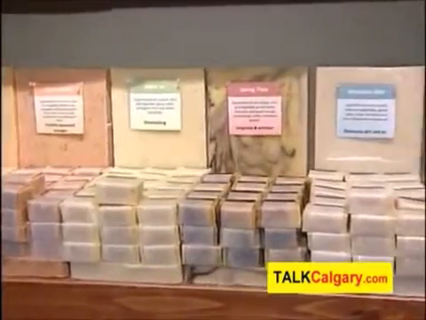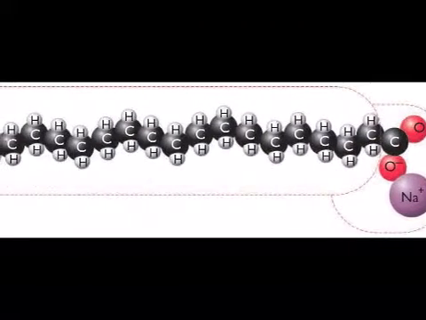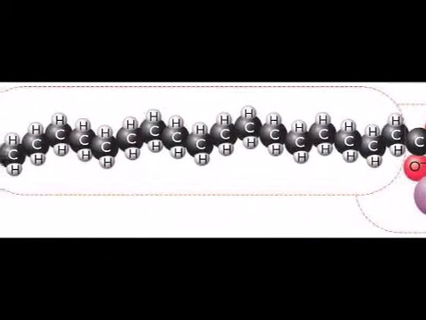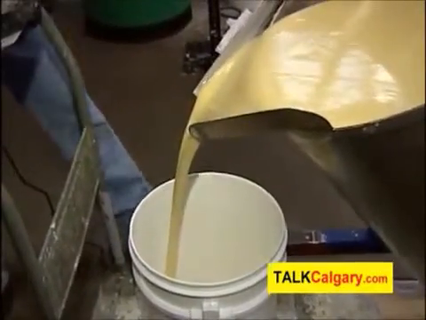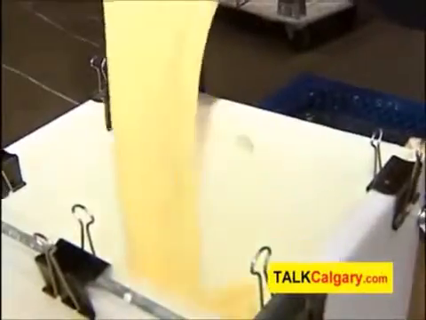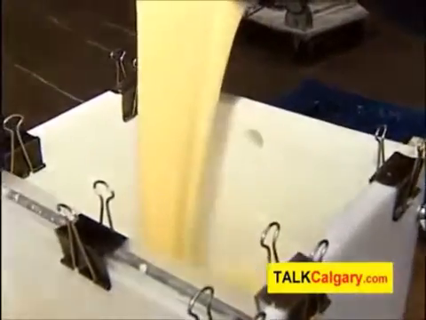The basic structure of all soaps is essentially the same, consisting of a long, hydrophobic, water-fearing hydrocarbon tail and a hydrophilic, water-loving, anionic head. The length of the hydrocarbon chain varies with the type of fat or oil, but is usually quite long.